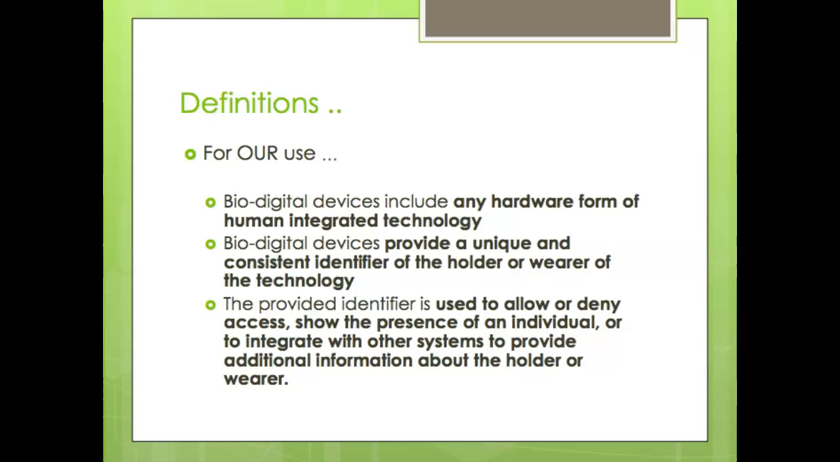And it's used to allow or deny access, to show presence of an individual, or to integrate with other systems to provide additional information about the holder or wearer. By integrating with other systems, I'm talking about you may have a badge reader where you need both a badge and maybe a fingerprint to get into a room. So it's a secondary identifier, but it integrates with the badge system. If you don't have one or the other, you're not going to get in. So it's human integrated technology. It's consistent and it identifies the holder in some way by name. You know who it is, and it can integrate with other systems to allow access or to show the presence of an individual.